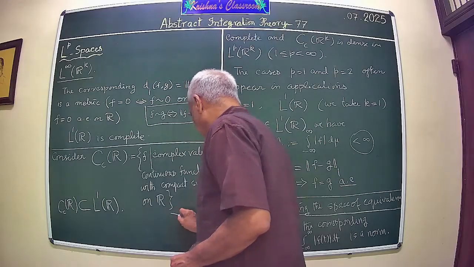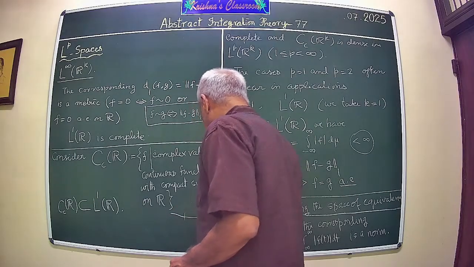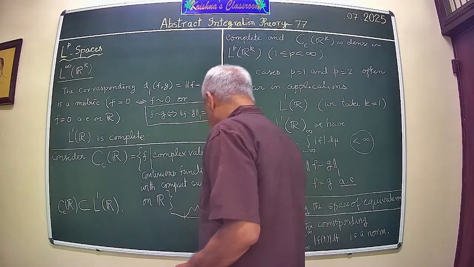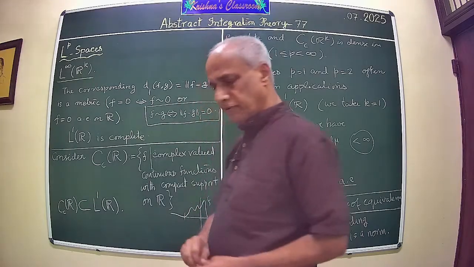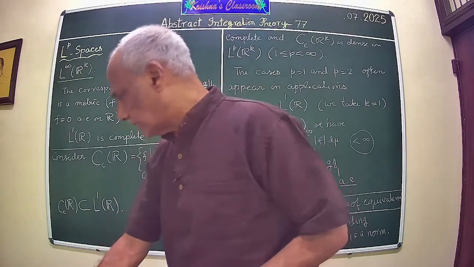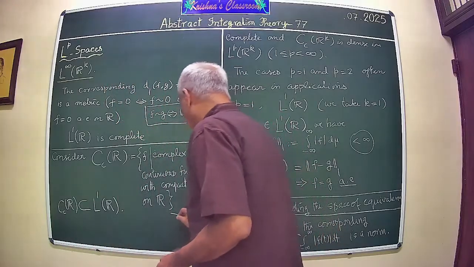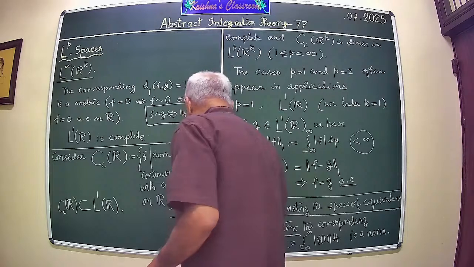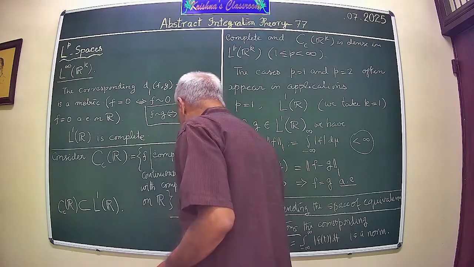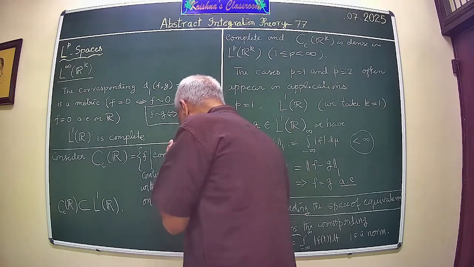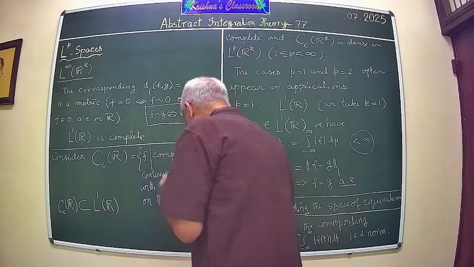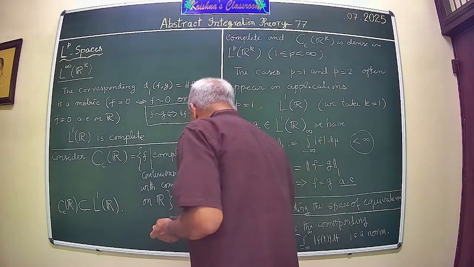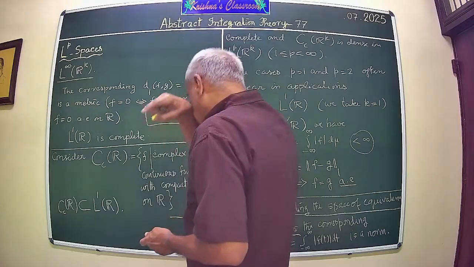See, you have identically 0 here, identically 0 here, and in between something like this. And it could be 0 at some points also. But there is a compact set outside which, on the complement of which, this function is equal to 0. So that the integral is essentially on this compact set.